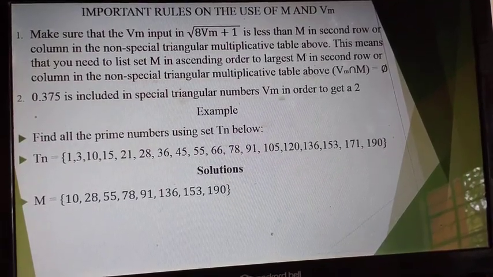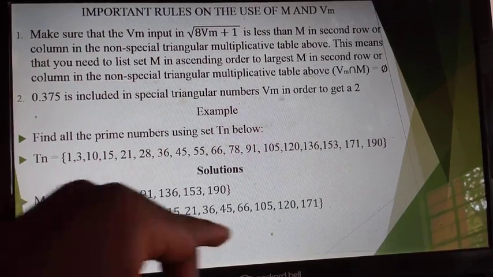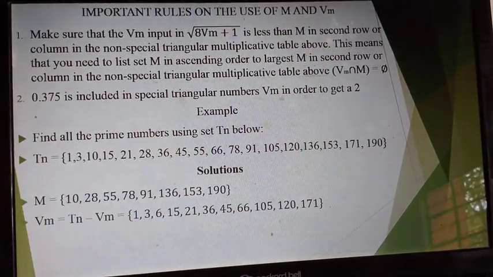Now, we need to remove these numbers from the triangular numbers. We subtract Tn minus M, and when that happens, we have Vm, having these as elements remaining in that particular set of special triangular numbers. So we simply subtract. We are now going to insert in the formula. We shall be substituting our Vm in the formula in order, and the prime numbers that will be coming out are all in order.